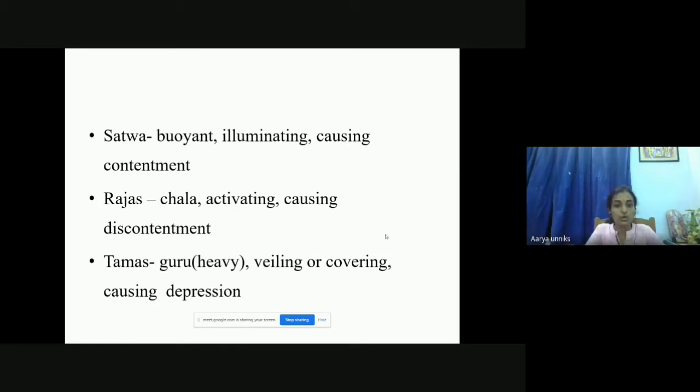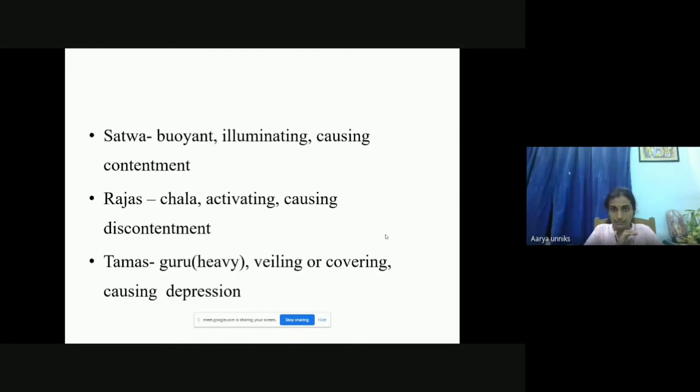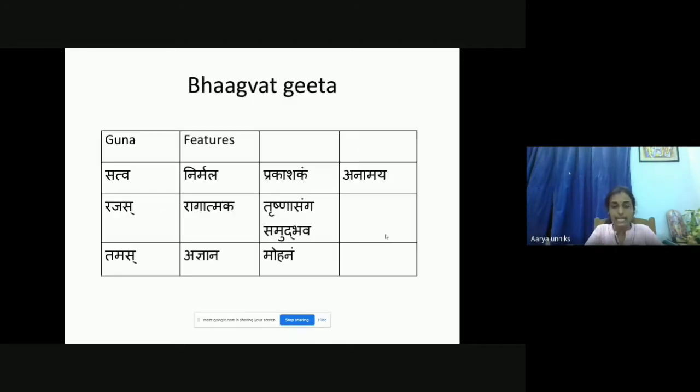And tamas is guru. That is, I don't know if heavy is the correct word for it, but I can say a better word would be gross. And then it causes veiling or covering. Avaranam means covering. And it causes depression. Depression is again almost a term for vishadam. So is that clear? Next, we move to Bhagavad Gita.